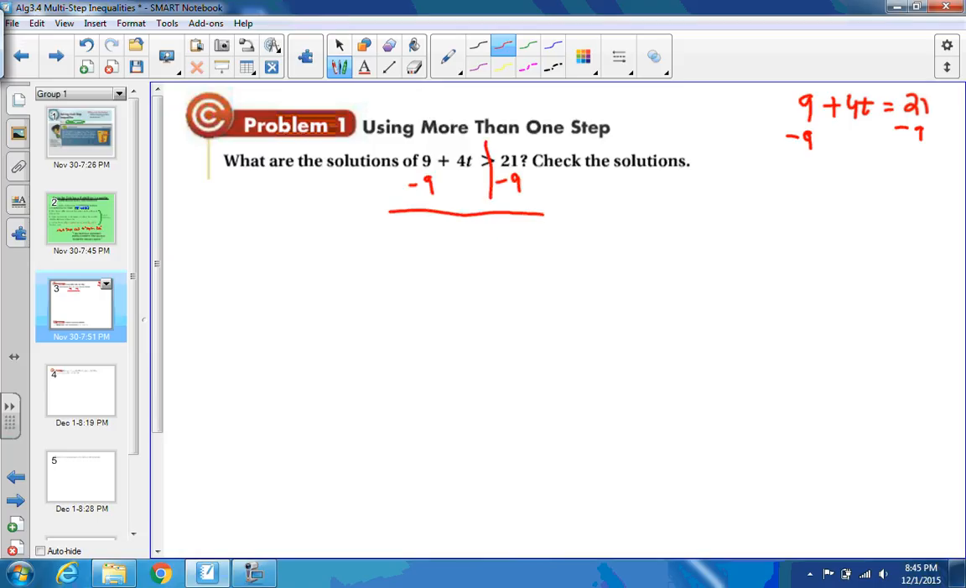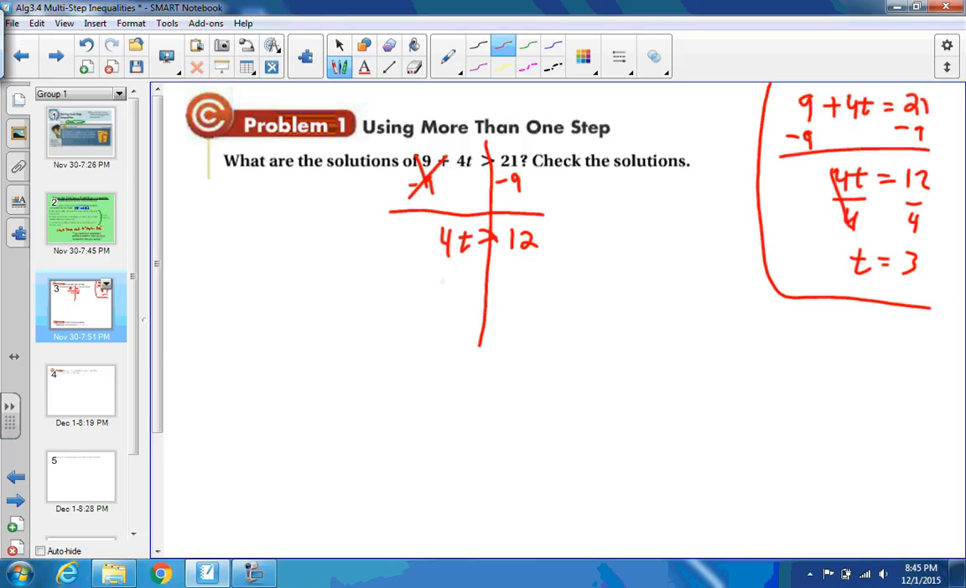Here's like our wall to cancel out that positive 9 that's added to the 4t. So we just have a positive 4t left here, is greater than 21 minus 9, which is 12. The same thing would happen over here, only it'll be 4t equals 12. And then the last step in our equation, if we were dealing up here, we'd have to divide by 4. That's the inverse of multiplication, so t equals 3. But since we're dealing with an inequality, I'm going to put that to the side, we do the same thing, only we have an inequality symbol in our answer.